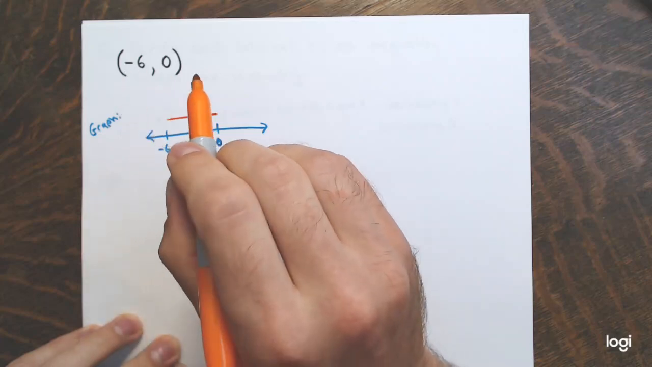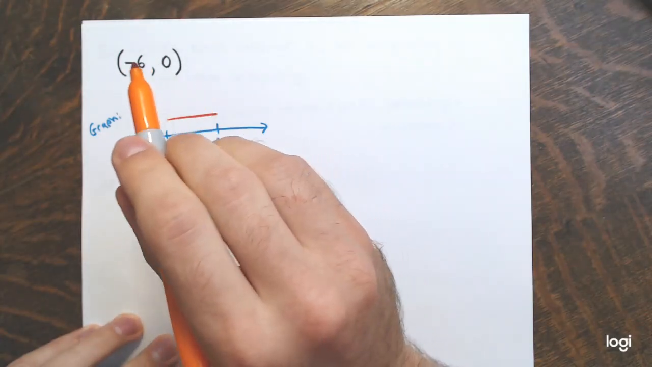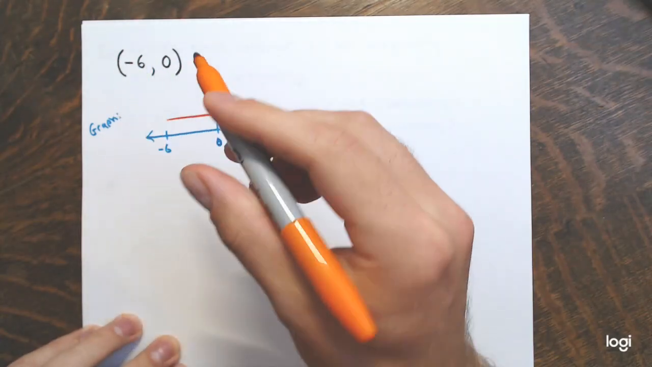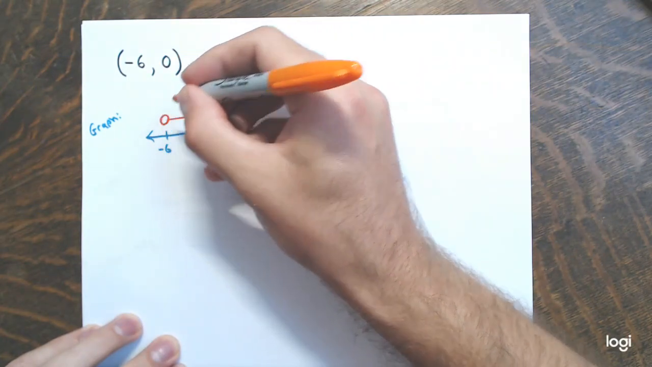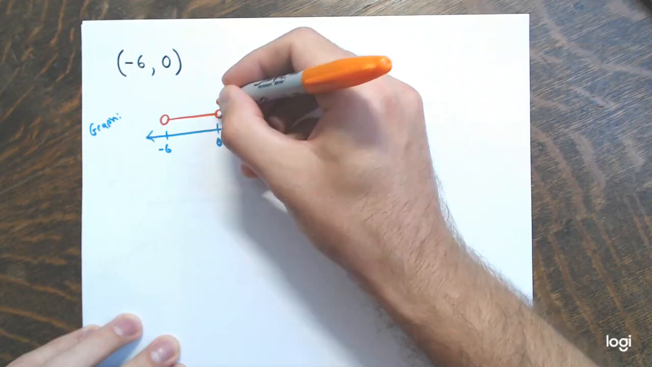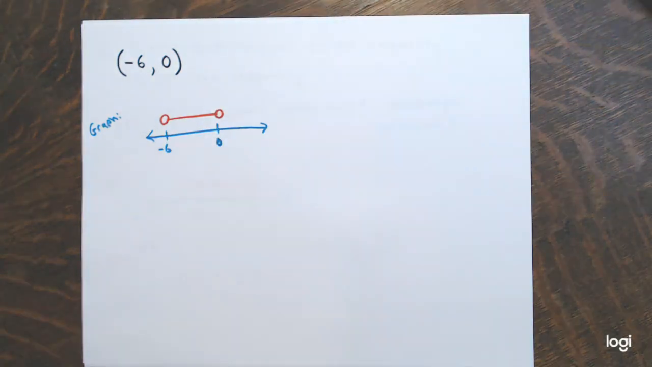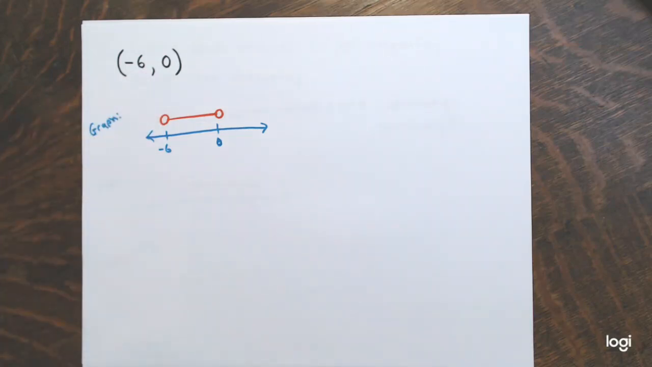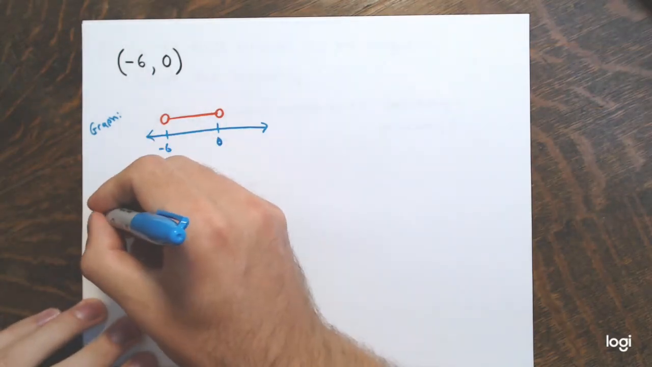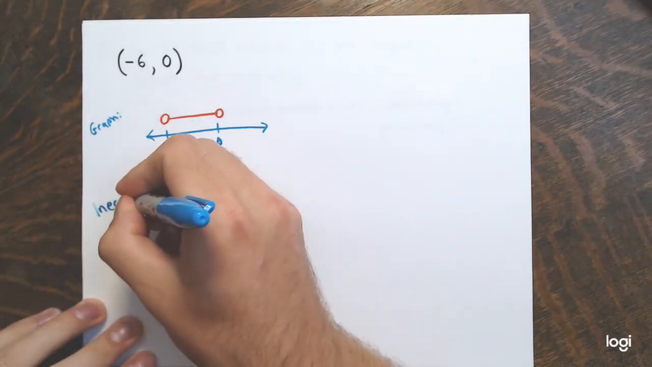But there are parentheses on both endpoints, meaning neither of the endpoints are solutions to whatever inequality I'm about to write. So open point on both of them, or parentheses on both of them. Okay, so there's a picture of that interval, a drawing on the number line of those numbers. And then I can hopefully very easily now write an inequality that goes along with them.